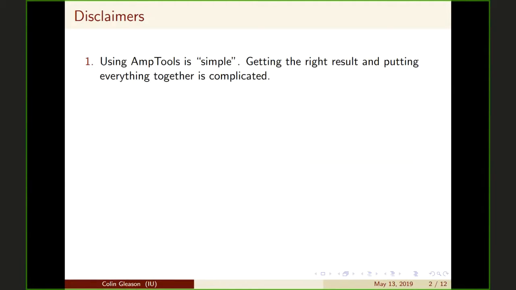He has a few disclaimers. Using AMP tools is simple, so it's basically just running one line, but getting the right results and putting everything together is complicated. And here is really something that some development is still needed from our side, and we have started this, but since the user base is not too big at the moment in GlueX, it's really at the beginning, and you will see this. There are many open questions, open points at the moment, where a lot of nicer tools could be added.